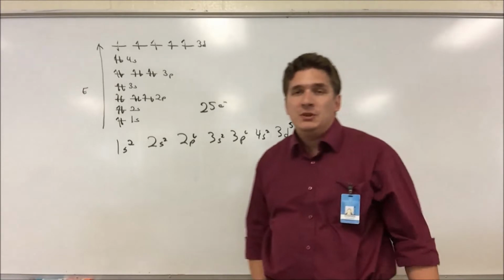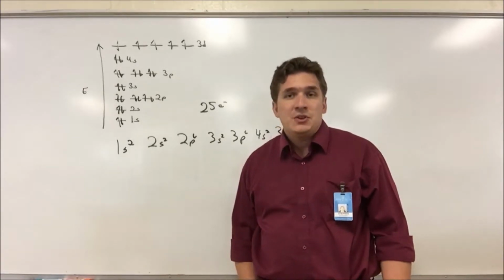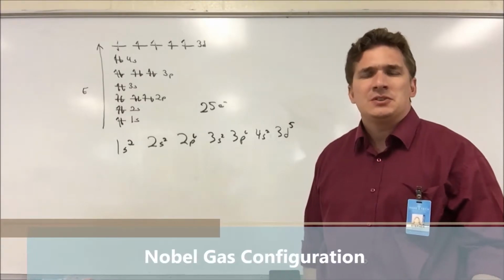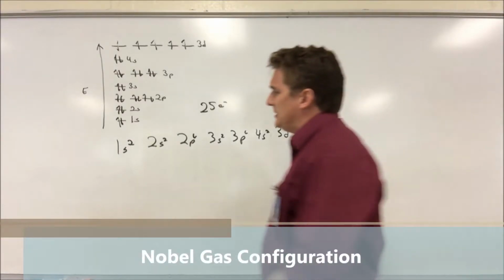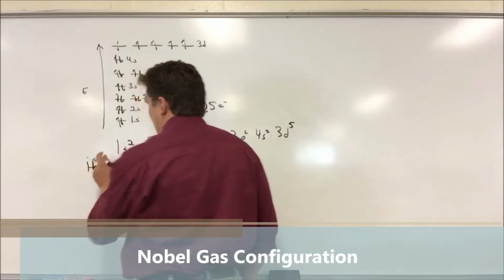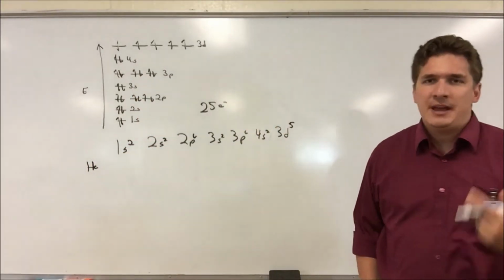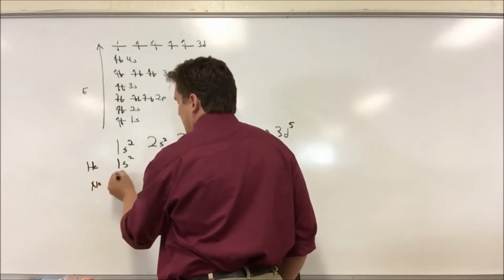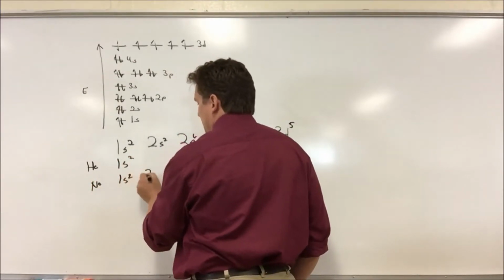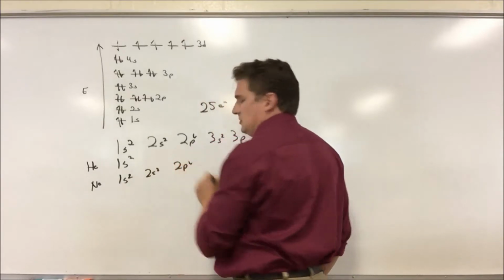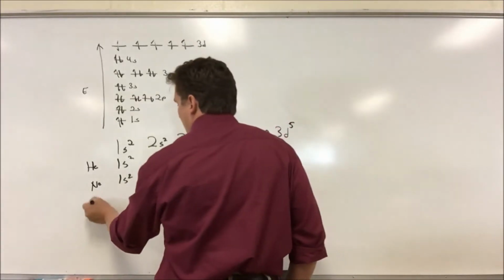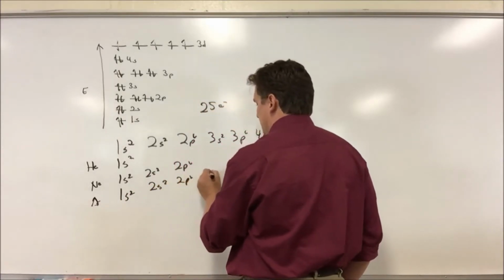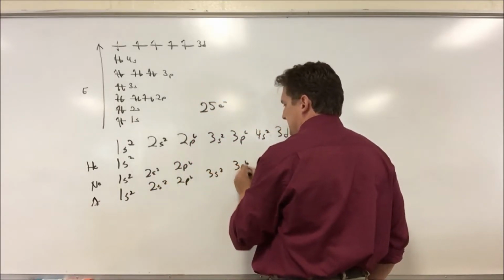Now there's one other thing we can do with this diagram, and this is what's called the noble gas configuration. Now what the noble gas configuration does is it serves as a shorthand. So if we looked at helium, and we want to use this notation for helium. Helium has 2 electrons in it, so this would just be 1s2. If you want to work with neon, neon has a 1s2, 2s2, 2p6 electron configuration. Argon, 1s2, 2s2, 2p6, 3s2, 3p6.